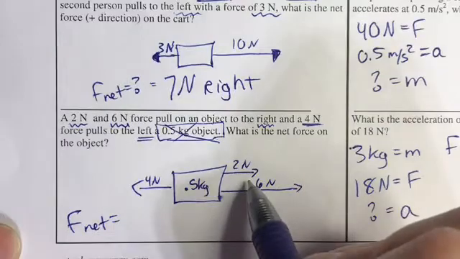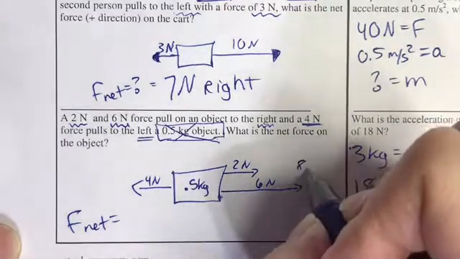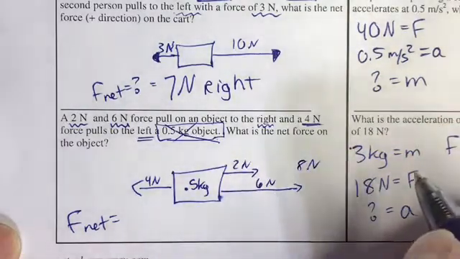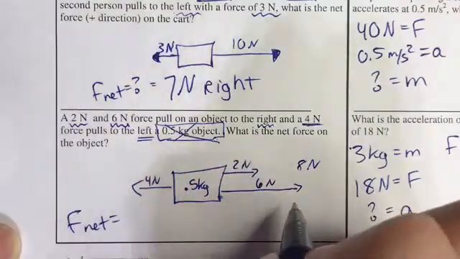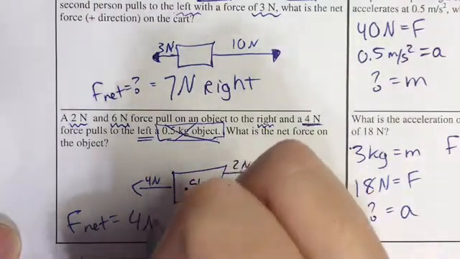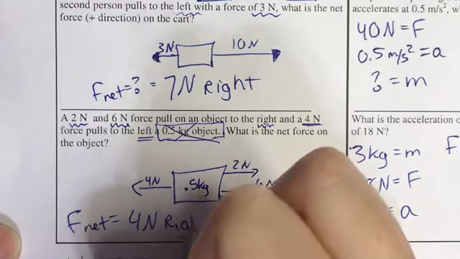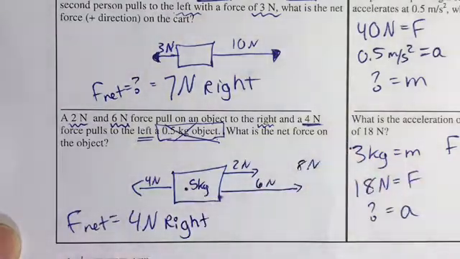So 2 and 6 are going the same direction, so I'm going to add those up. So this is actually 8 newtons total going to the right, and 4 newtons going to the left. We're going to subtract 8 and 4. I end up with 4 newtons to the right for my net force.